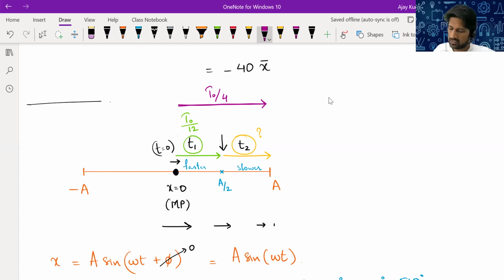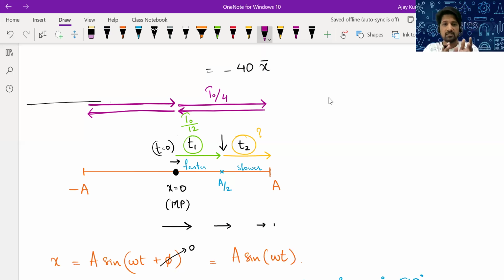So that takes a time of T naught by 4. The reverse journey will also take the same amount of time, T naught by 4, because there also it will be touching all those velocities over the same displacement. Next, to go from mean position to negative extreme also, it will take the same amount of time because it will be touching all the speeds from maximum speed a omega to speed at the extreme position 0. So it takes the same time T naught by 4. And to come back from negative extreme to the mean position also, it will take the same time T naught by 4. So 4 times T naught by 4 gives the time period T naught.